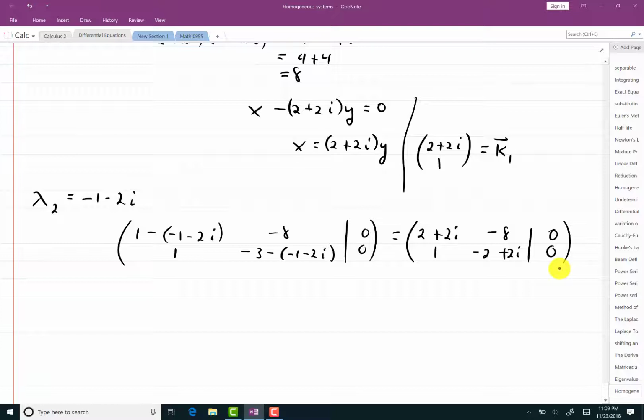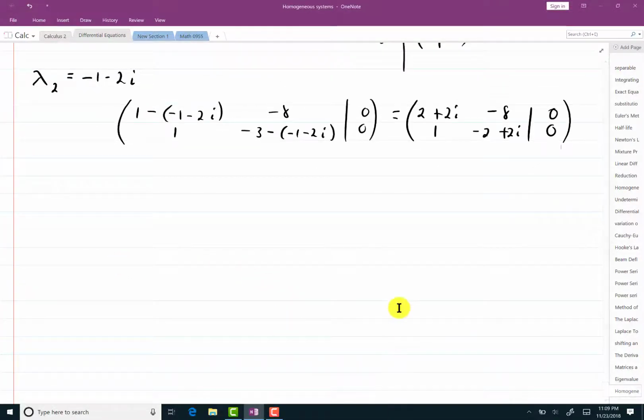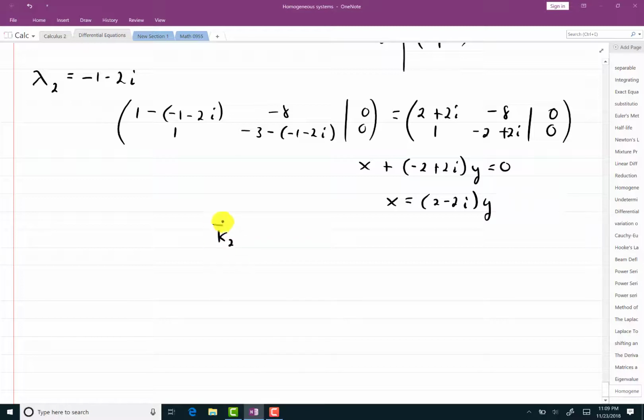So it's similar to what happened before, but not exactly. I don't think I need to convince you that I could wipe out the first row just like I did before. I'll cut right to the chase. X plus -2 plus 2i y equals 0. I'll take y to the other side and I'll get 2 minus 2i y equals 0. So for my second vector, if I let y equal, say, 1, then x will be 2 minus 2i.